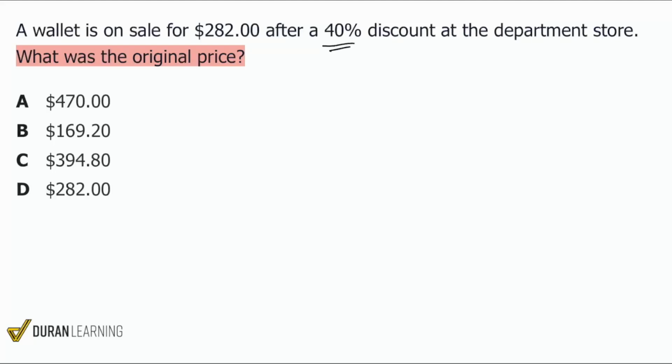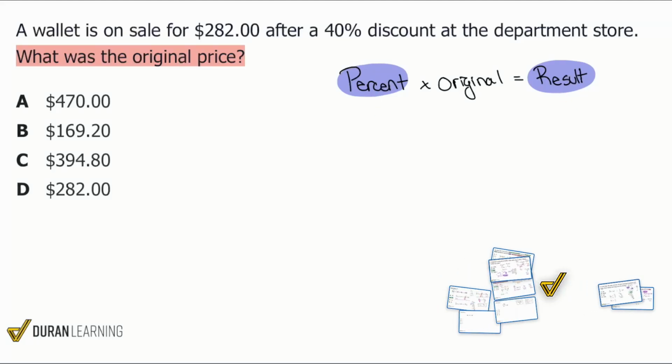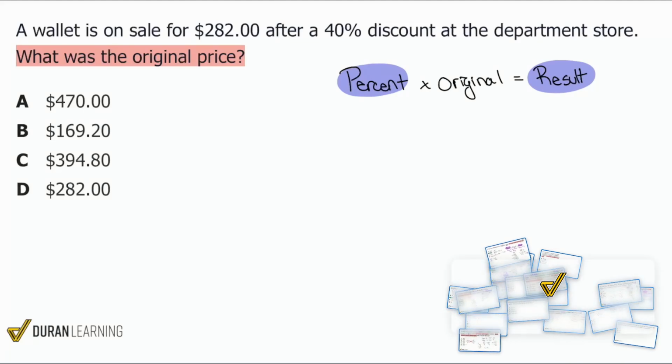And given that this is a percentage question, let me just set this up for you to remind you that the percent multiplied by that original amount is going to equal the result. And as always, in case you didn't already know this, the percent and the result represent the same thing. So if we're looking for the original amount, here's the biggest thing. We have to make sure that the percent and the result that we plug in represent the same thing.